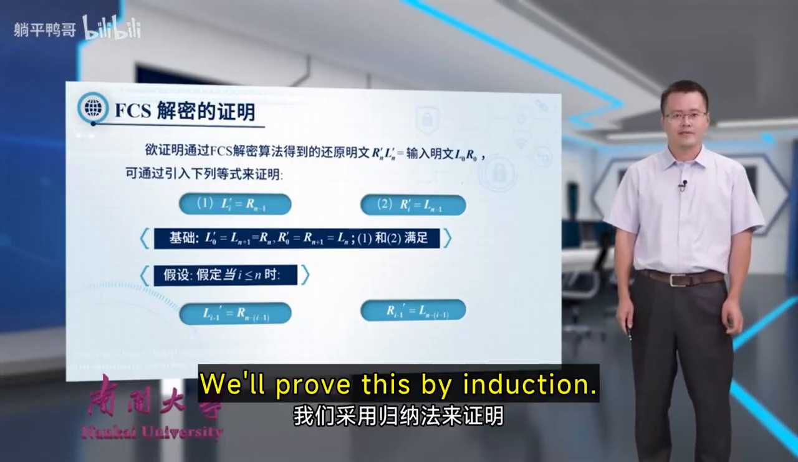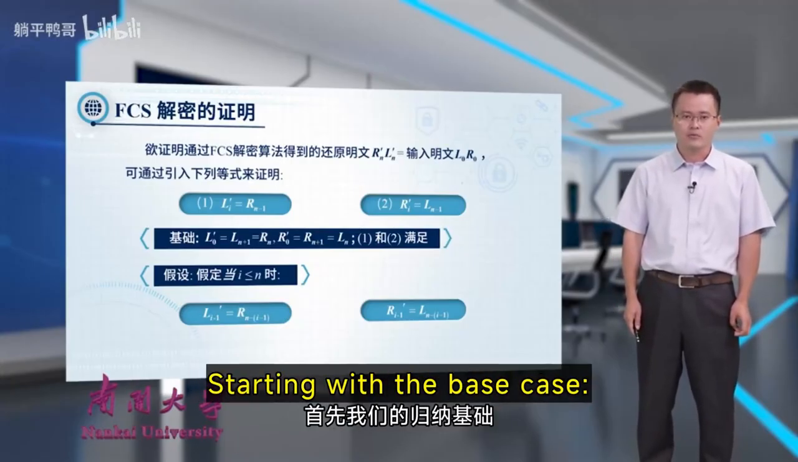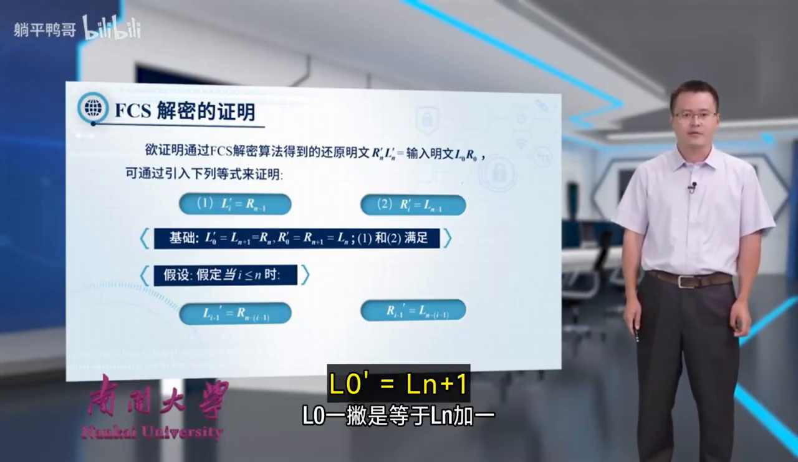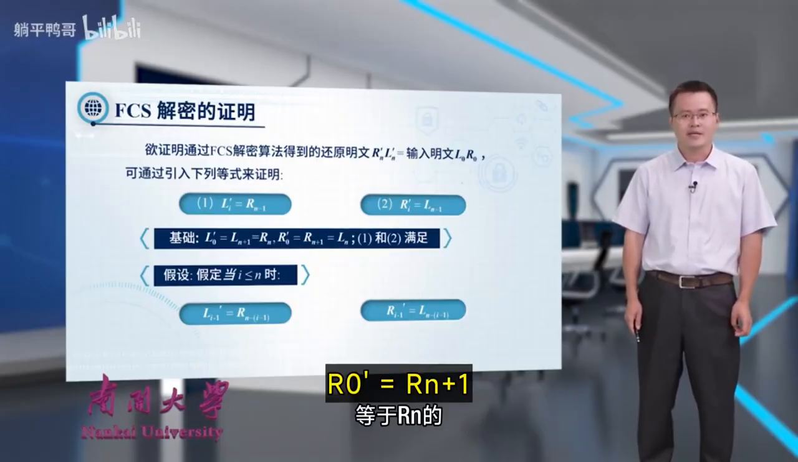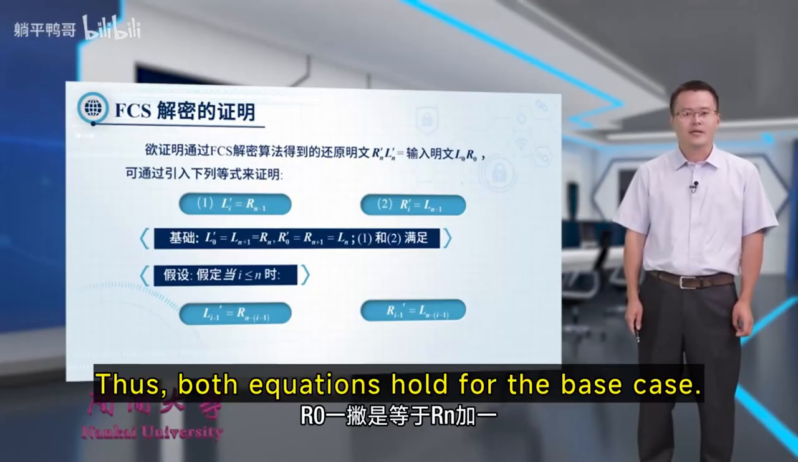We'll prove this by induction, starting with the base case. L0 prime equals R_{n+1}. R0 prime equals L_{n+1}. Thus, both equations hold for the base case.